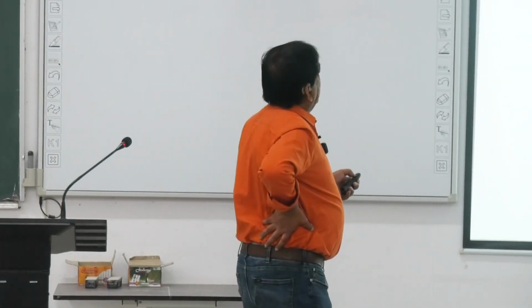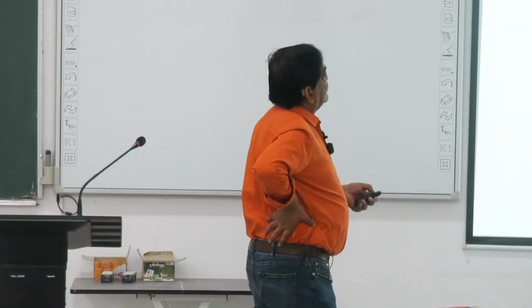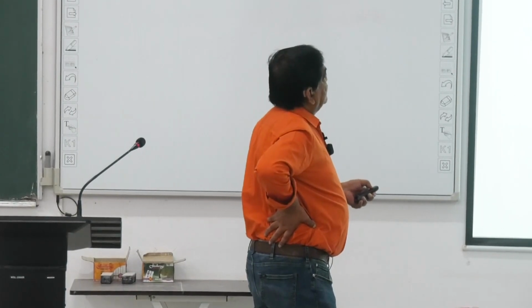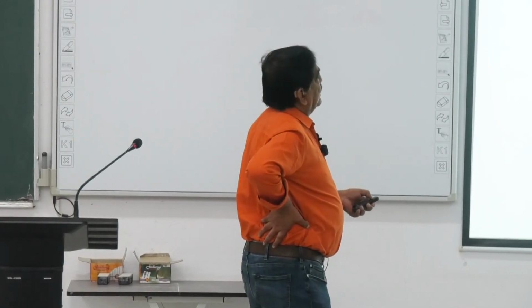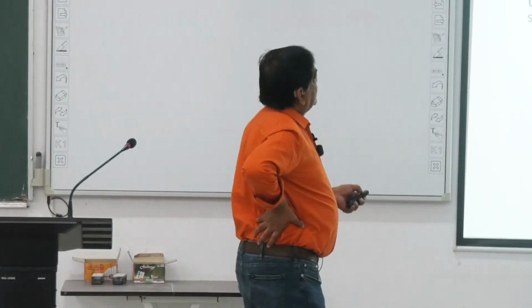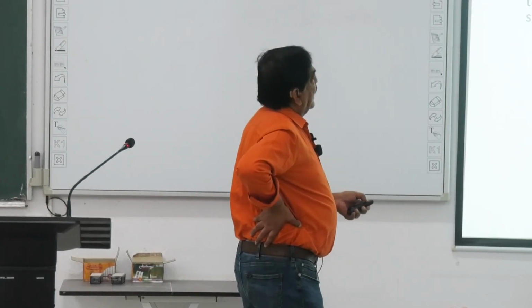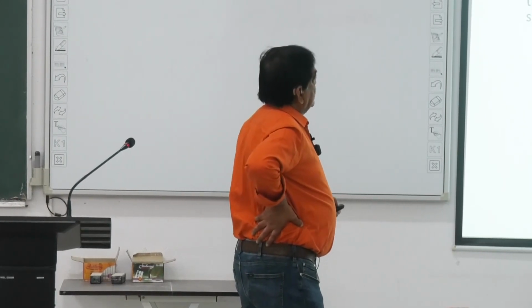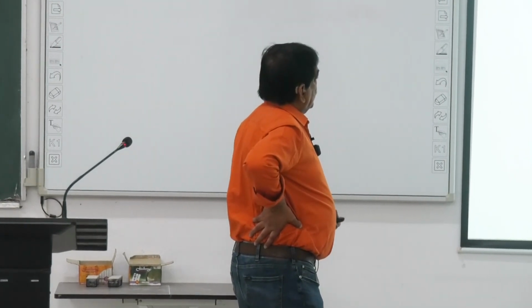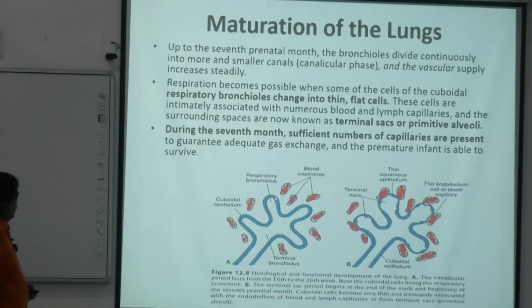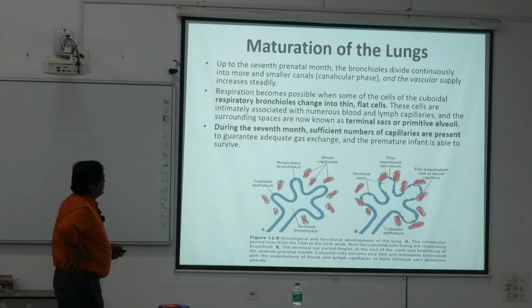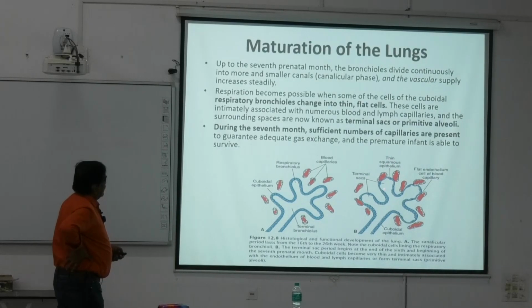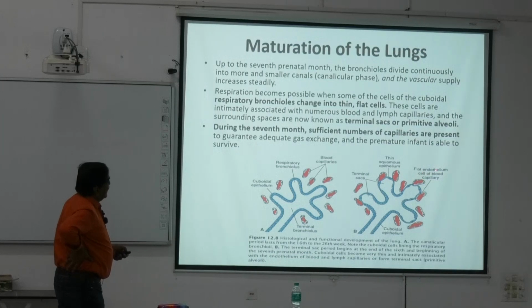and the vascular supply increases steadily. Respiration becomes possible when some of the cells of the cuboidal respiratory bronchioles change into thin flat cells. These cells are intimately associated with numerous blood and lymph capillaries, and the surrounding spaces are now known as terminal sacs or primitive alveoli. See the blood capillaries here, the respiratory bronchioles, the cuboidal epithelium, this blue, and the terminal bronchiole. And this is thin squamous epithelium, terminal sacs, and flat endothelium of blood capillaries.